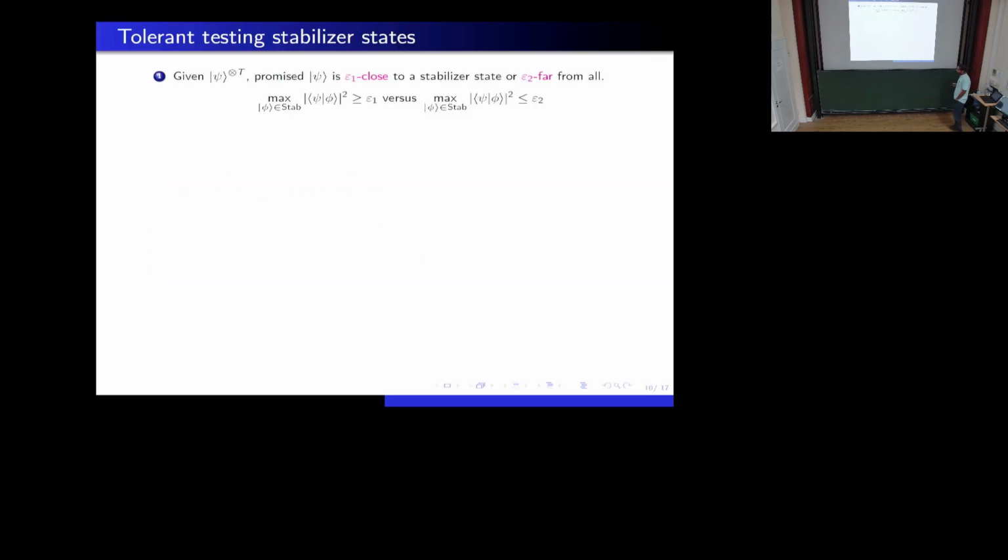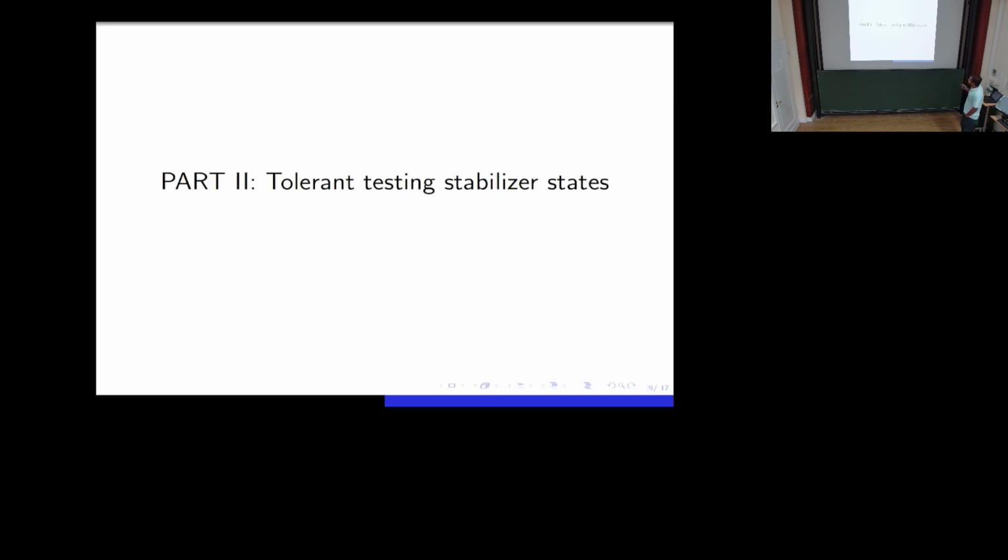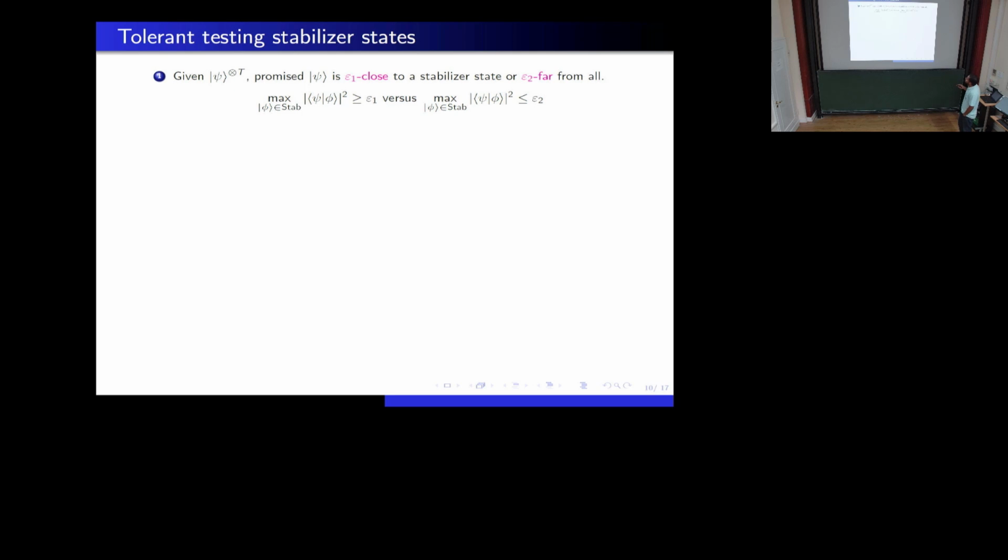Good. Let me talk of tolerant testing. This is some joint work with Arco Paul, which appeared a few weeks back on arXiv. So let's look at the following thing. I give you copies of an unknown quantum state psi, and the goal is: is psi close to a stabilizer state or far from a stabilizer state? Is the inner product, the metric of how close they are, at least epsilon 1 or at most epsilon 2? So this is tolerant testing, and can we decide which is the case?